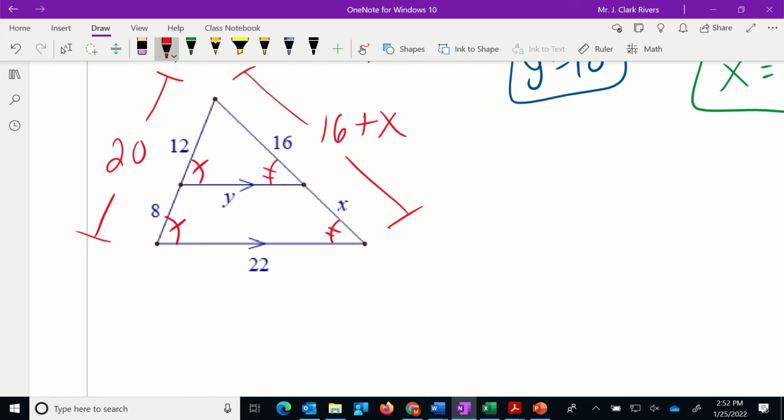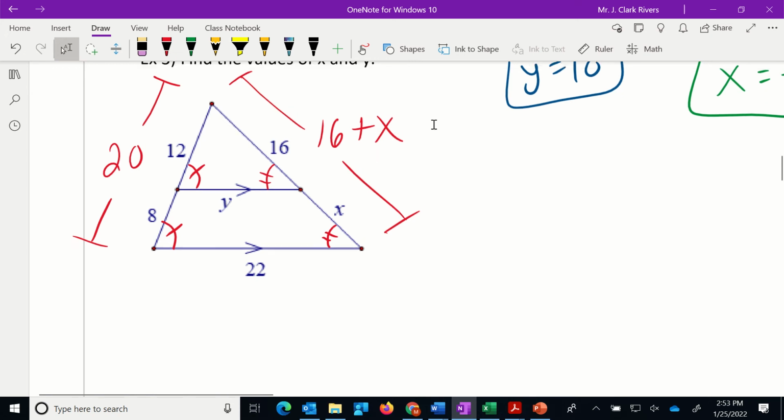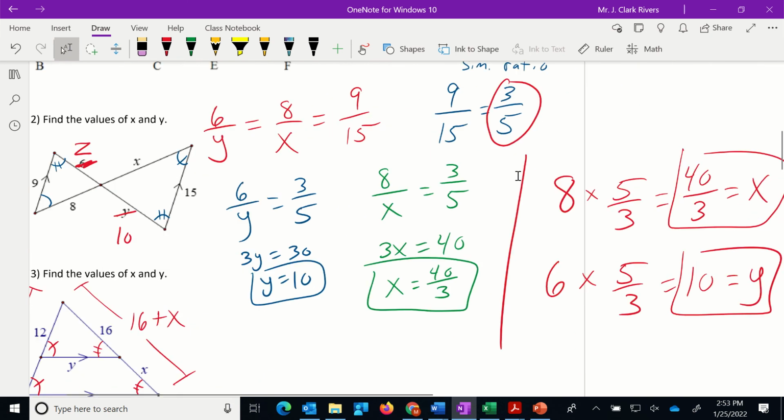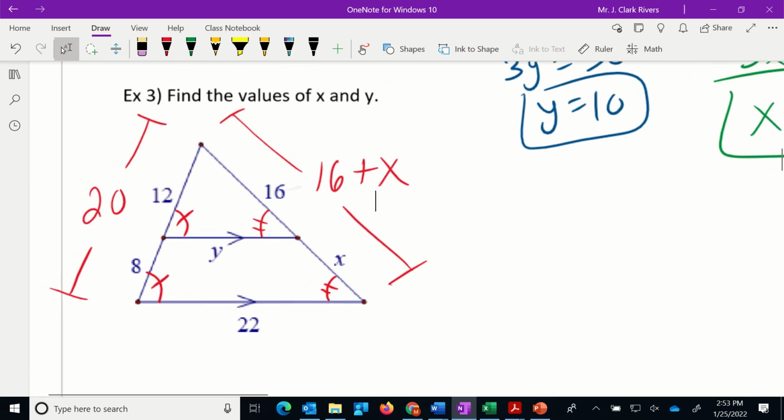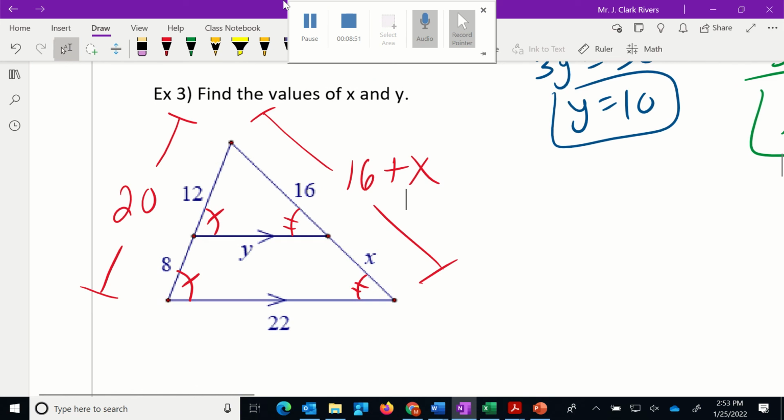So when you're dealing with 16 plus x, set up a proportion. I don't care how you find y, but when you're finding x, make sure you set up a proportion. Don't use that new method I showed you, and we'll talk about y in a bit. But all right, good luck. Pause the video now. Give that one a shot on your own.